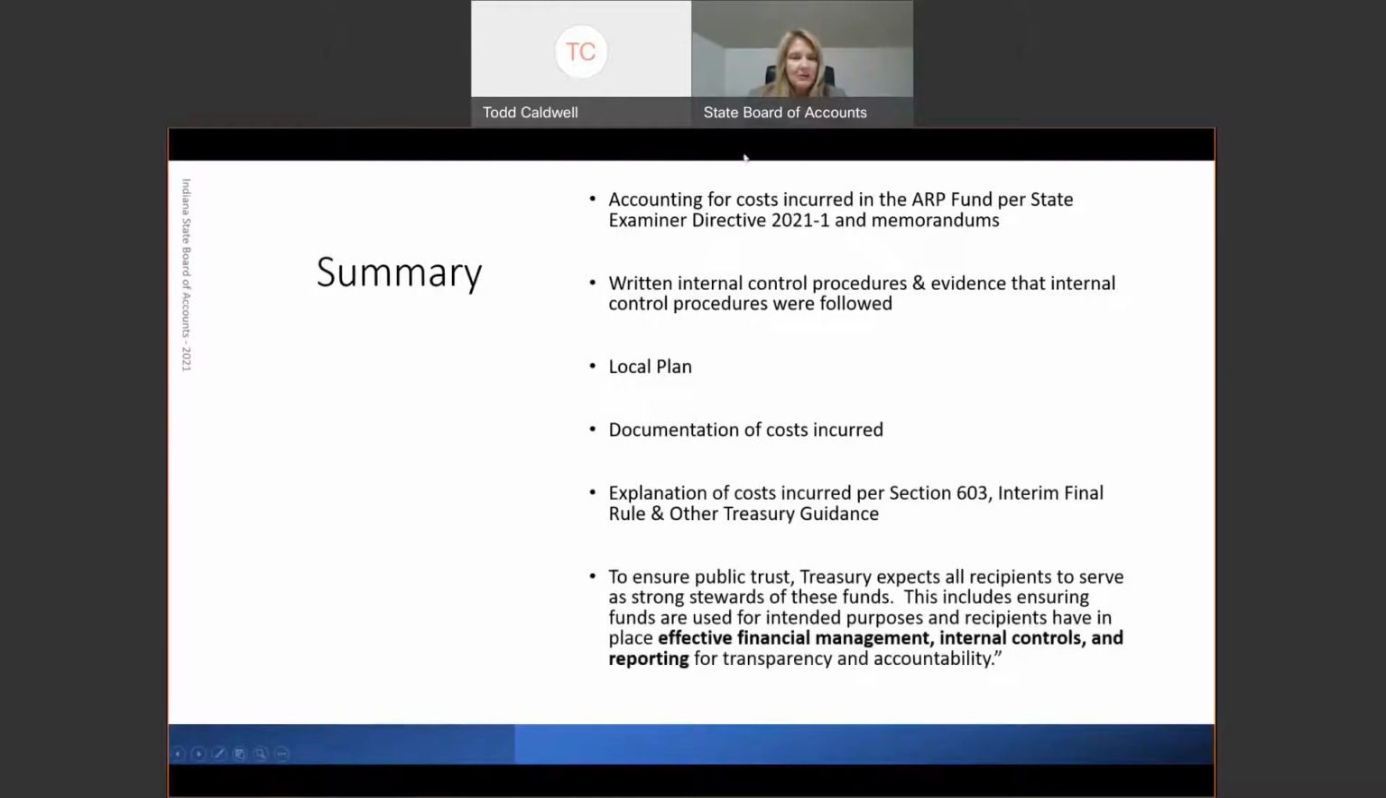So just to summarize that section then, make sure that now that the money's here and it's being spent and being accounted for, make sure that you're accounting for costs incurred in accordance with the state examiner directive and those memorandums. Again, make sure you have written internal controls and evidence that the controls are being followed. Have a detailed local plan. Document all costs incurred and relate those back to the local plan and the ordinance and the ARPA. Explain your costs incurred under Section 603, the interim final rule, and other Treasury guidance.